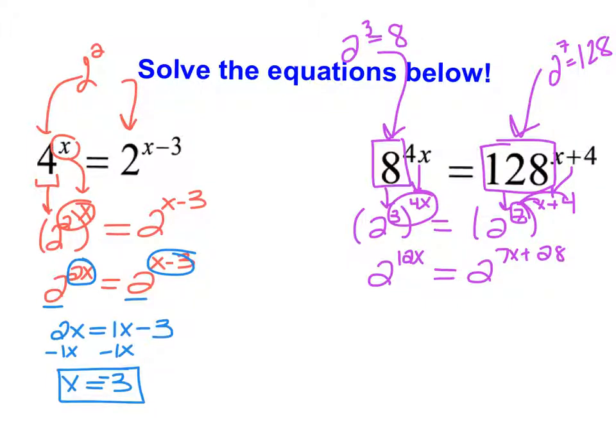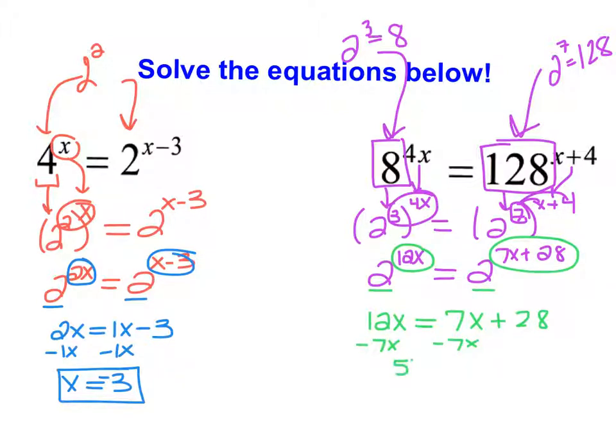So now from here, because I have matching bases, I can set their exponents equal. So I have 12x is equal to 7x plus 28. So I subtract 7x, subtract 7x. I have 5x is equal to 28. Divide both sides by 5 and I get x is equal to 28 over 5.